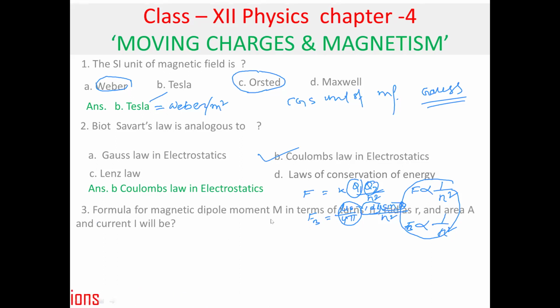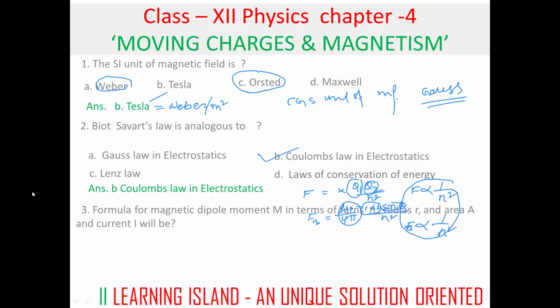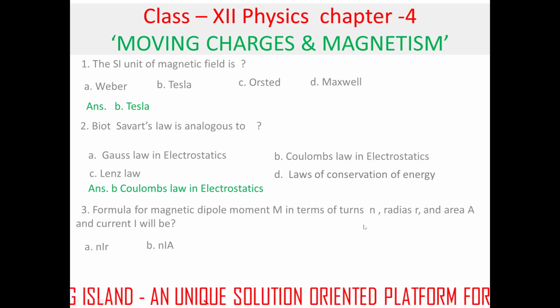Formula for magnetic dipole moment M in terms of number of turns n, where one turn, two turns, three turns, n turns of circular loops of radius r, area A and current I. Then what is the answer?